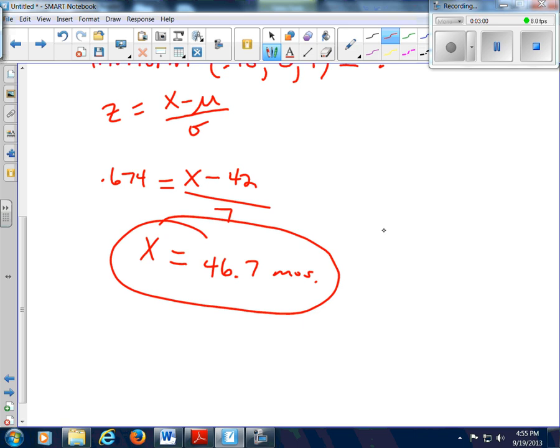So just to recap real quick, what I've done is I've gone from having an area, I've gone from having a percent to finding a z-score. So how did I do that? I used inverse norm on my graphing calculator. I've gone from a z-score to figure out the value for my x, and what I did for that was I used the z-score formula.